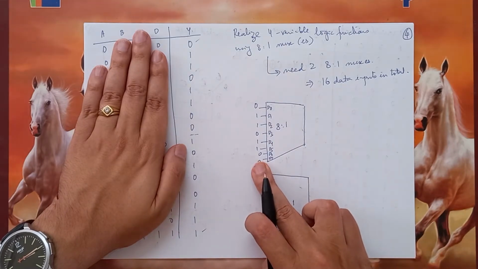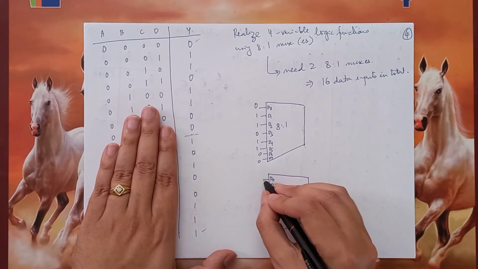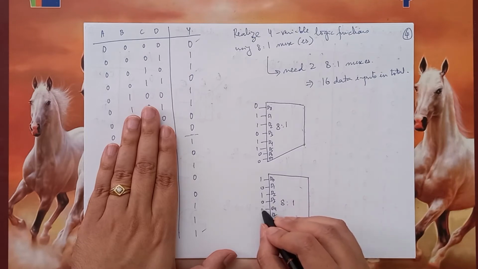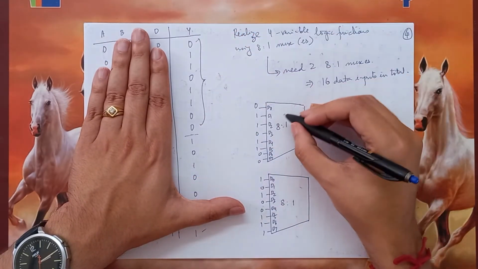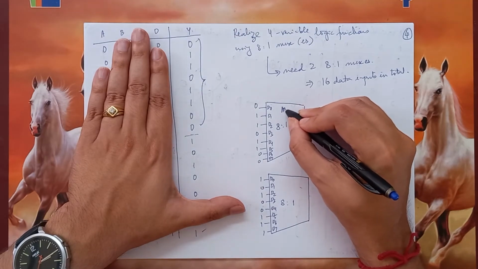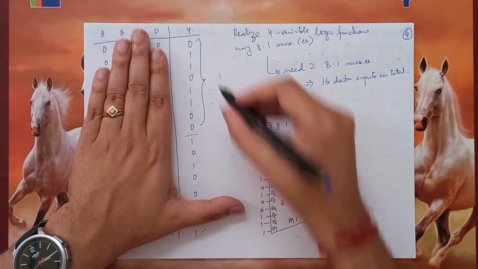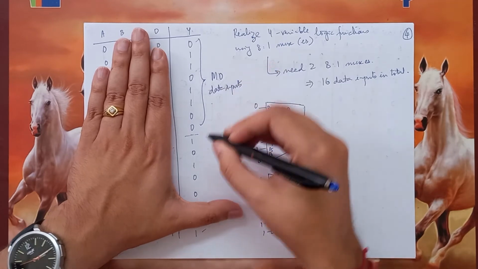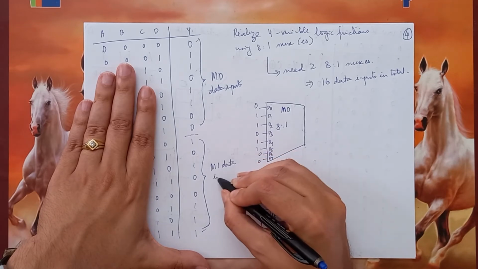With this, the first mux ends. Now after this line, the second mux starts. So here I will put 1, 0, 1, 0, then 0, 1, 1, 1. In some sense I'll call this M0 and this M1, that is mux number 0 and mux number 1. So these go to M0 data inputs, and these are for M1 data inputs.